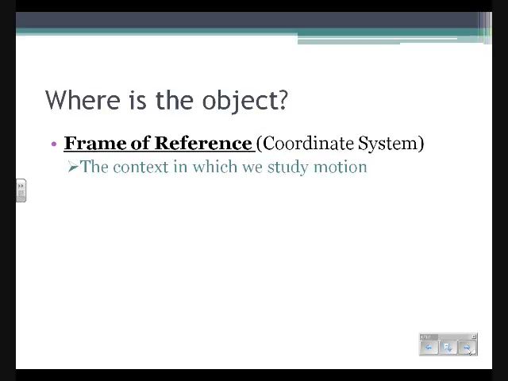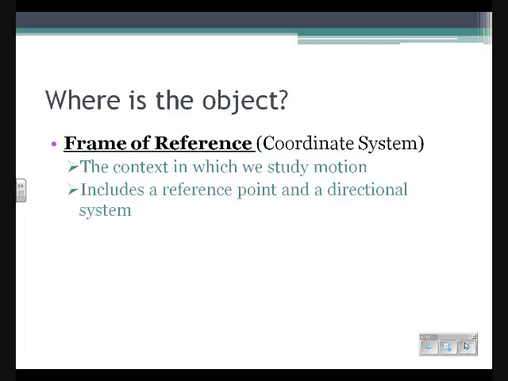Like, okay, if you want to get to my house, I've got to give you some place to start, okay? Then give you directions based on that, okay? A good frame of reference will include two things, a reference point and a directional system. So, taking the example that I just gave you, if I want to say, hey, come to my house, okay, I need to know first where you're starting from, and then give you directions based on that starting point. Okay? So that starting point is going to be your reference point.